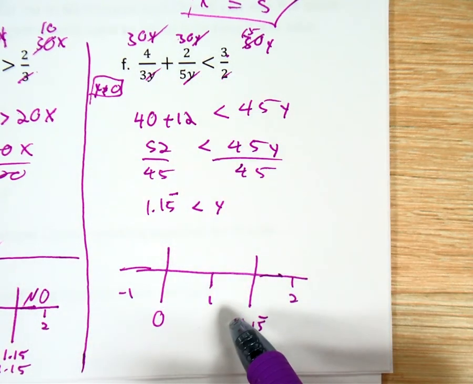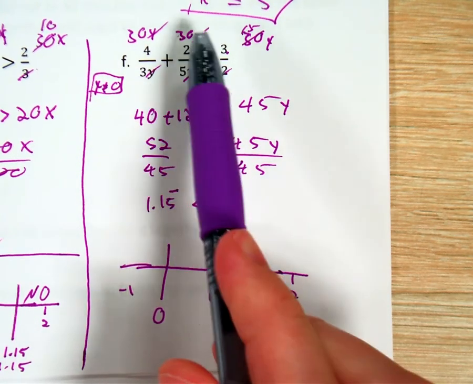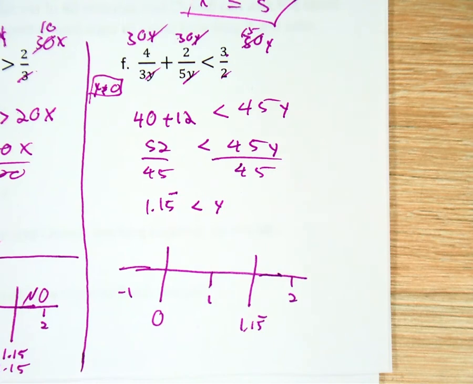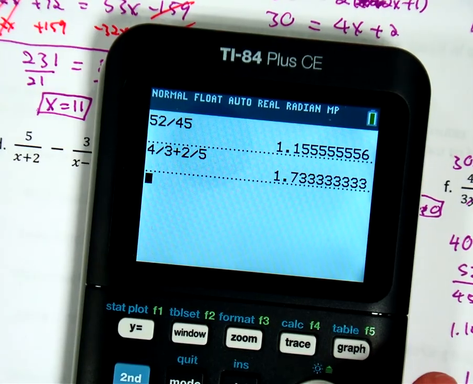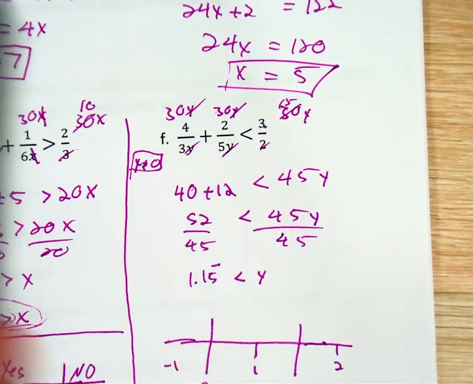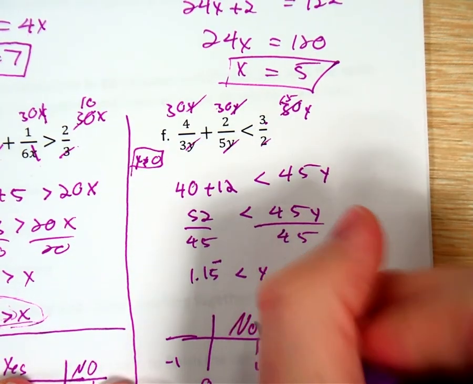Smaller than 1.5. So last time the middle was yes. Let's just start in the middle. 1 would make this 4/3 plus 2/5, smaller than 1.5, and we get 1.7. So no, it's not smaller.